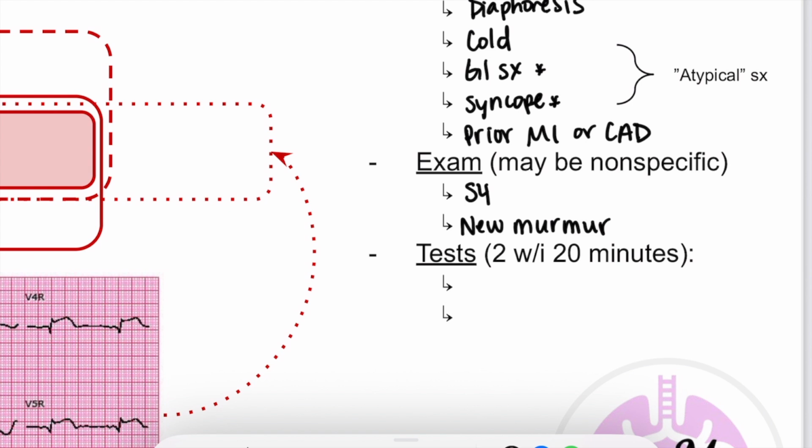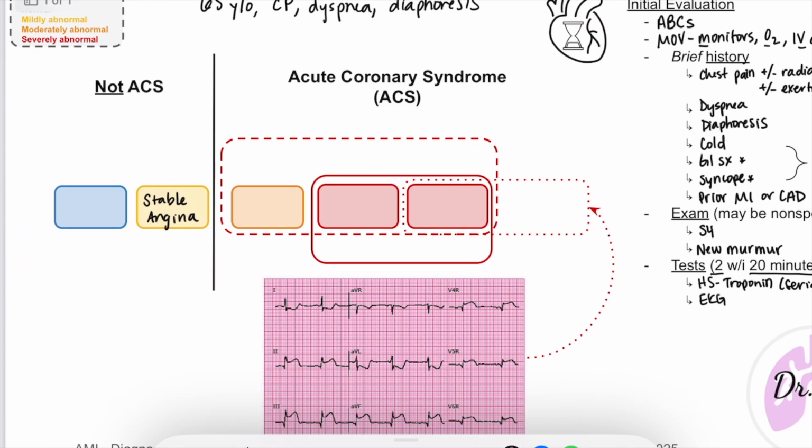Lastly, before you step out of the room to call your senior, you want to place 2 tests, and these should happen within 20 minutes of the patient presenting with these symptoms. Those would be a high-sensitivity troponin, and you'll get them serially, and an EKG. These should be ordered stat, and the results should be analyzed as soon as possible to guide management.